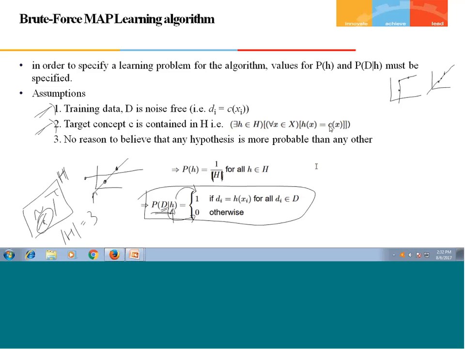One question from Nidhi is, isn't this algorithm talking of the ideal scenario? Yeah, it is talking about the ideal scenario, like noise-free data and the target concept being in the hypothesis space. But I will relate it to why we are learning it and why I'm trying to explain it.